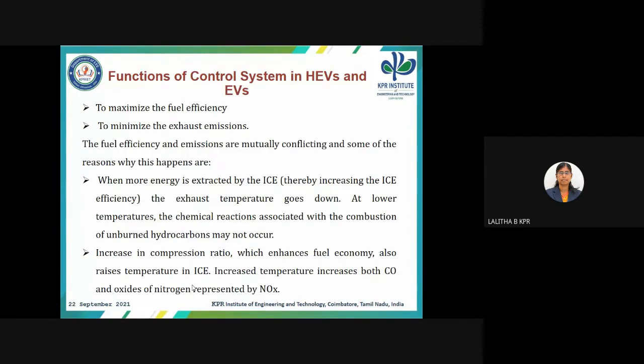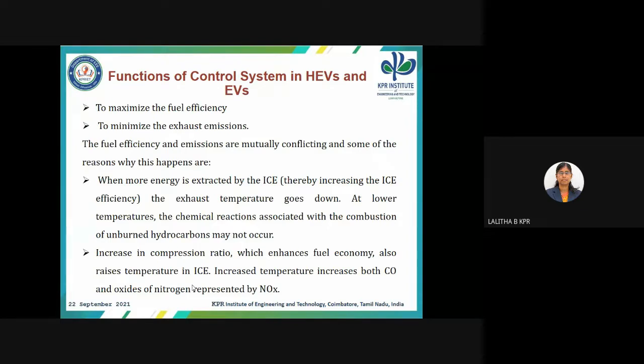First, we will discuss what the functions of the control system in hybrid electric vehicles and electric vehicles are. The main function of the control system is to maximize the fuel efficiency and minimize the exhaust emission in the electric vehicle.